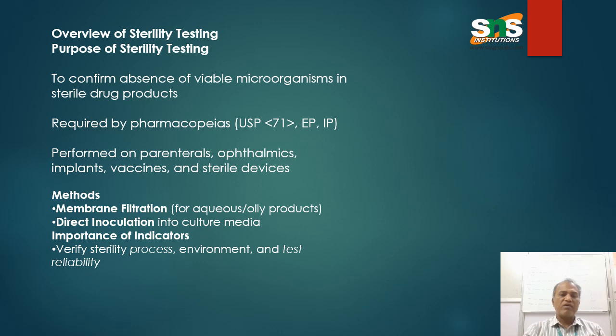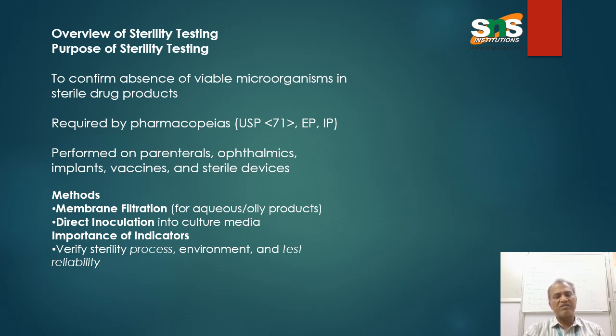Next, the pharmacopoeia record. We know the important pharmacopoeias like USP, European Pharmacopoeia, and in India, of course, the Indian Pharmacopoeia. So what requirements do they mention under the Pharmacopoeia? The product has to meet the proper requirements. Next, sterility testing is performed on parenterals, ophthalmics, implants, vaccines and sterile devices in the industry. They have to be completely free from pathogenic microorganisms.